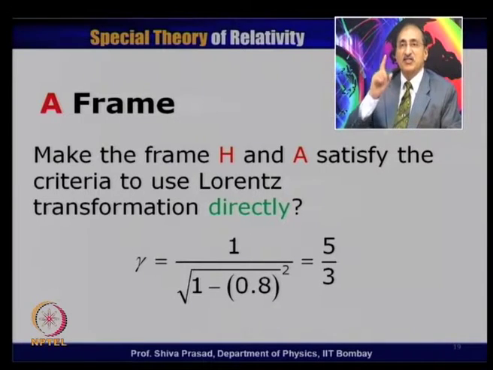So, V is 0.8 c. Substitute in this expression for gamma, c square will cancel with this c square, and this gamma turns out to be equal to 5 by 3. So, the gamma that I am going to use in this particular equation will be 5 by 3 and V will be equal to 0.8 c, because I am going from H frame to A frame and the relative speed between these two frames is 0.8 c.